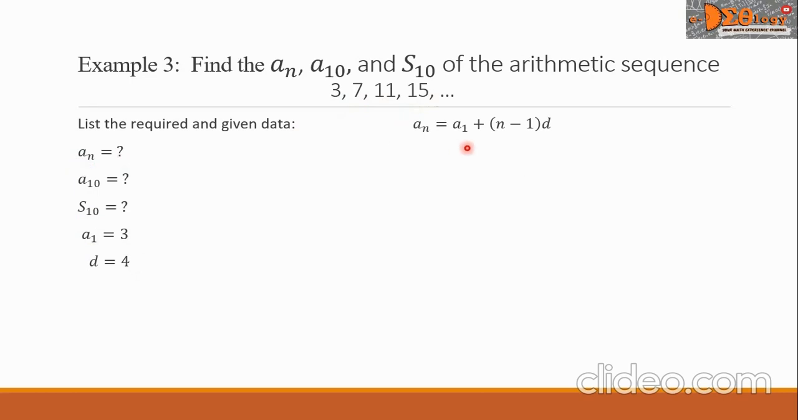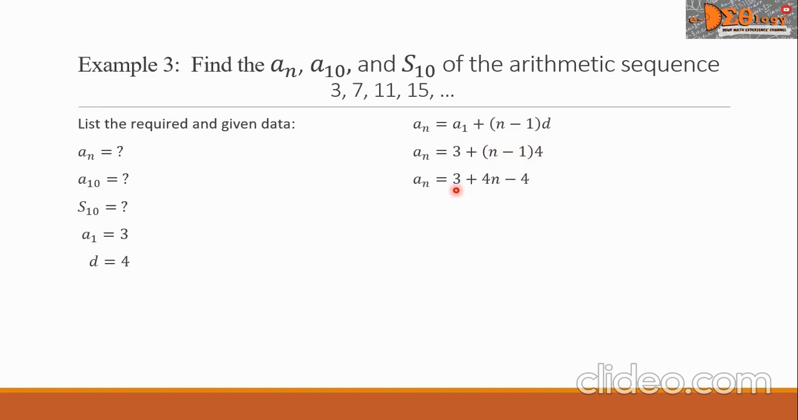Let us substitute the first term and the d, the common difference. So we have a sub n equals 3, the first term, plus the quantity n minus 1, multiplied to d, which is 4. Let us simplify further. This number 4 will be distributed to n and to negative 1. So 4 times n is 4n. 4 times negative 1 is negative 4.